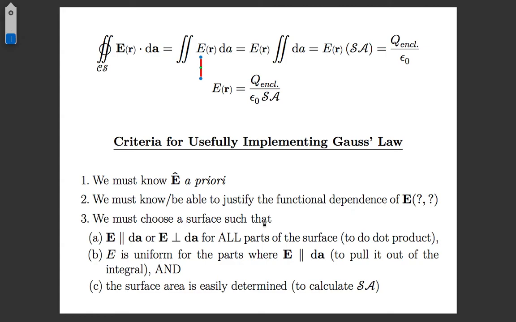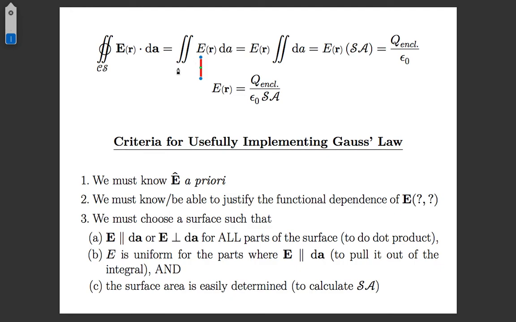And lastly, we need to choose a specific surface that exploits what we already know about the electric field to be able to make these simplifications. So we need a surface such that E and dA are either parallel with each other or perpendicular to each other for all parts of the surface. That allows us to do this dot product up here. Because if they're parallel, then the angle between them is 0, the cosine of that angle is 1, and we're just left with the magnitude of the electric field times the magnitude of dA.